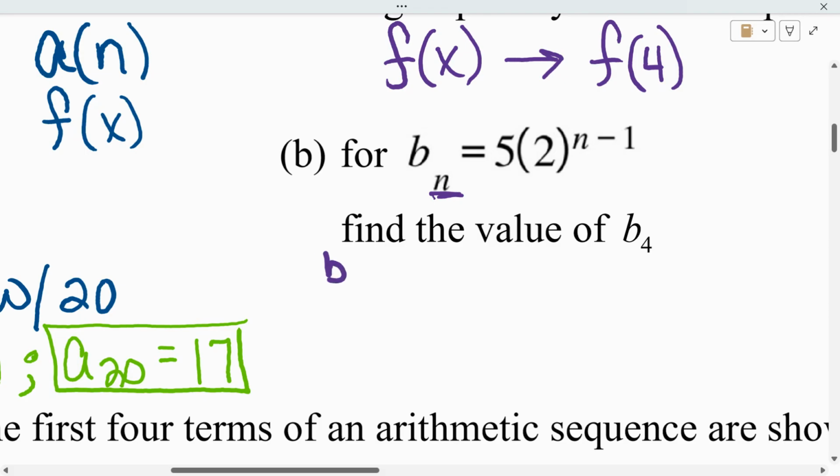So let's see. B, ooh, that's too fat, sorry, it's too thick. It's gonna make me just feel nauseous.